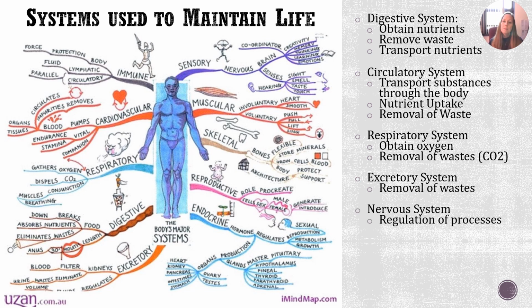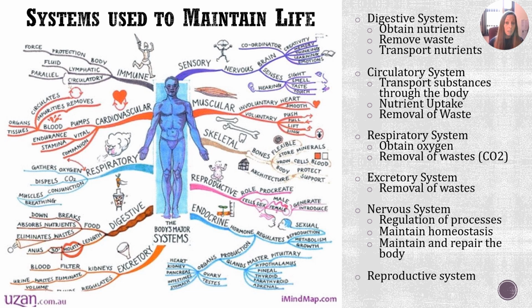And then nervous system is going to help regulate processes. It helps us maintain homeostasis, which all of these systems actually do, but nervous system kind of gets the credit for it because it helps us move, right? It helps our bodies react. It helps our bodies maintain and repair themselves, right? Because it tells us when we're injured.